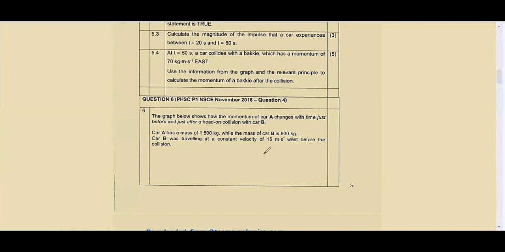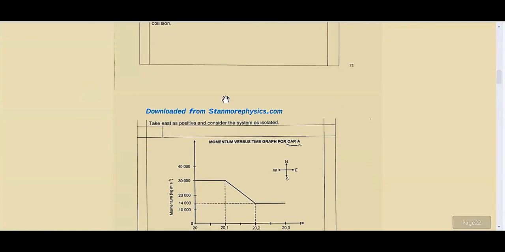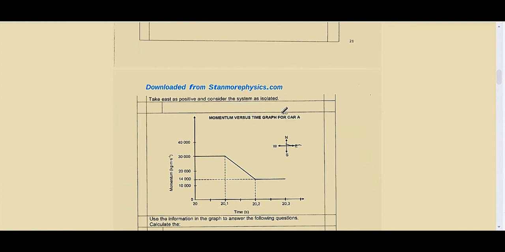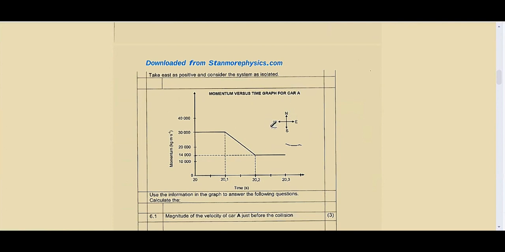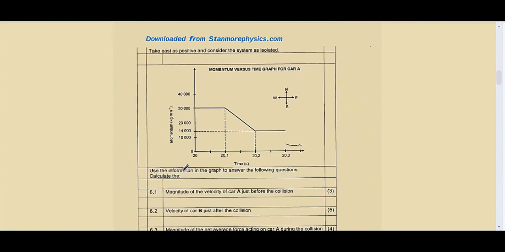Now, before the collision, look at this here. They say take east as positive and consider the system as isolated. Then we are given the momentum versus time graph for only car A. Then we are given our cardinal points, which I've already explained that in most of our exam questions, we'll be given these cardinal points so that we avoid using left, right, but instead we'll be using east and west as our directions. Then they say use the information in the graph to answer the following questions.